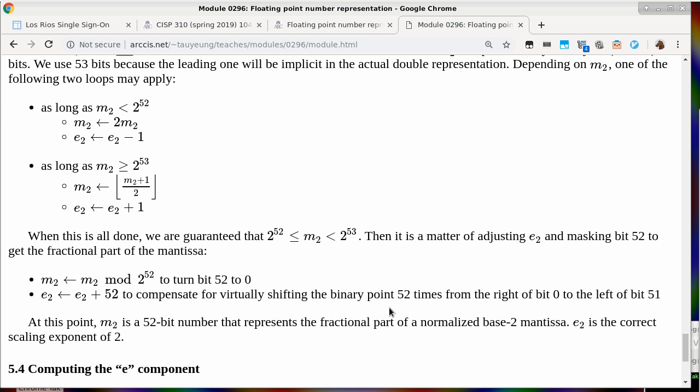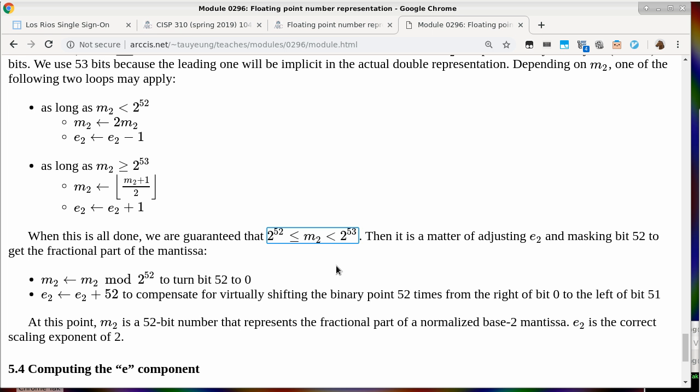Okay. All right. So when this is all done, we are now guaranteed a mantissa in base 2 that is between 2 to the power of 52 and 2 to the power of 53. Do you guys remember seeing something like that? A relation where a number has to be between 2 to the power of 52 and 2 to the power of 53? This is where it came from.